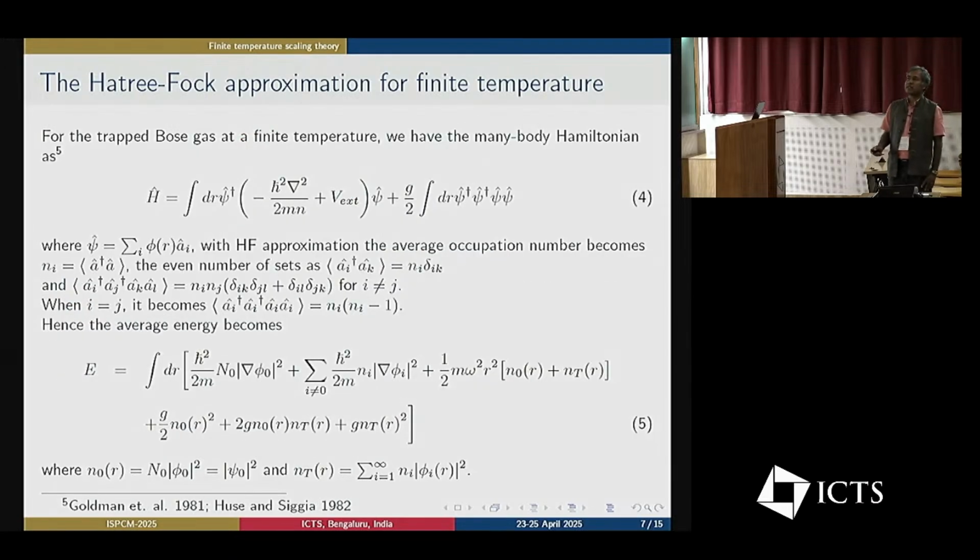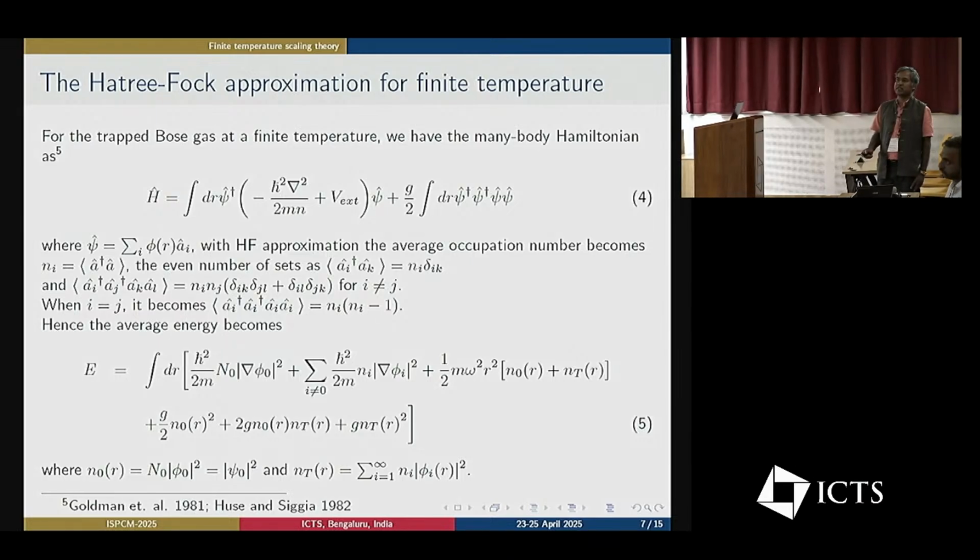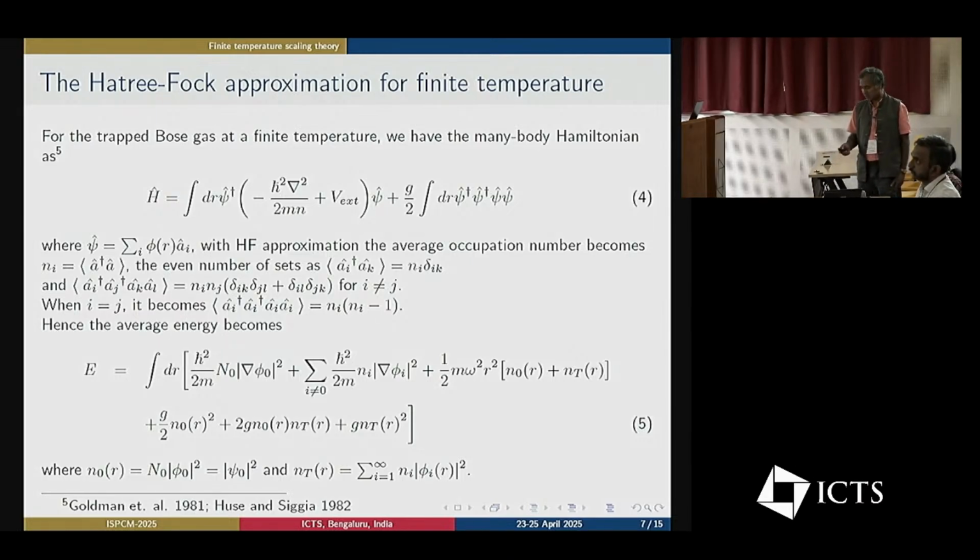For an interacting system at finite temperature, there will be a thermal cloud over the condensate, and this is the energy functional within the Hartree-Fock approximation. Here N0 is the number density for the condensate, and Nt is the number density for the thermal cloud.